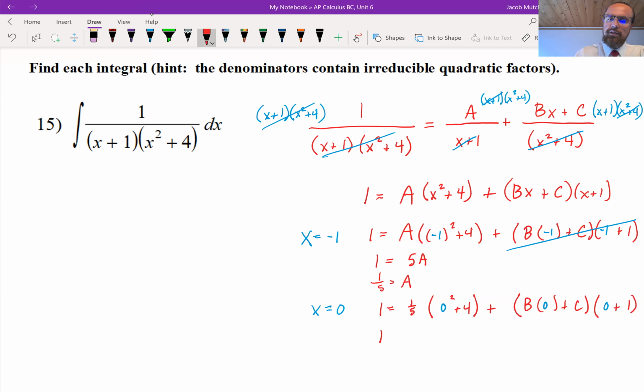So this becomes 1 equals a fifth times 4. 0 squared plus 4 is 4. Plus my B times 0 is going to cancel. And then it's going to be C times 1. So just plus C. And that's going to give me an equation. 1 equals 4/5 plus C. If I subtract 4/5 from 1, C also has the value of 1/5. So I'm going to box these as we go. So we've got 2 of them.